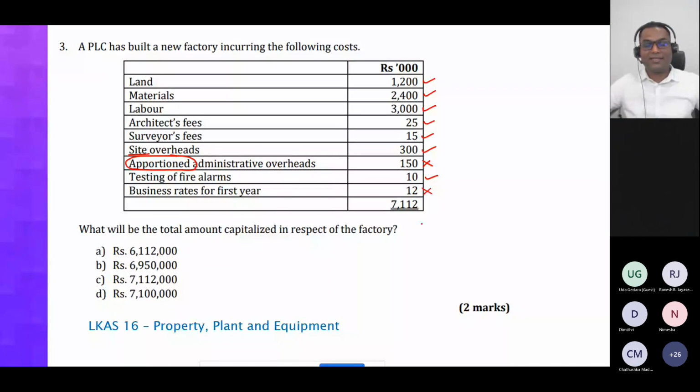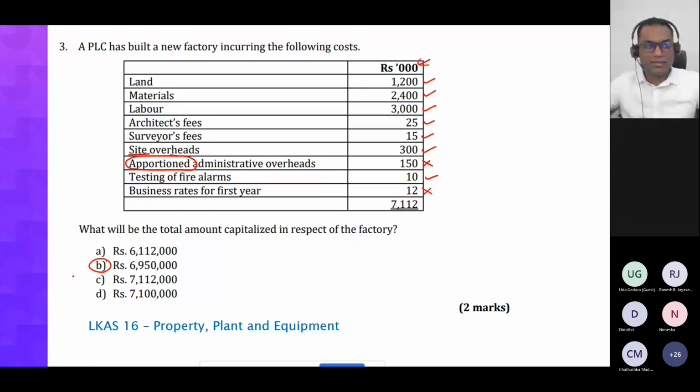So once you add what is available, so what I have put a tick mark, 1200 plus 2400 plus 3000 plus 25 plus 15, then plus 300, then plus 10, that comes to 6,950. So this is in thousands. So that means 6,950,000. Correct answer is answer B.